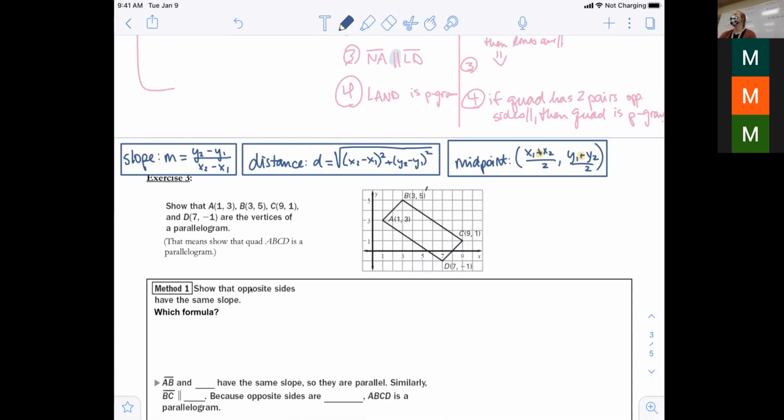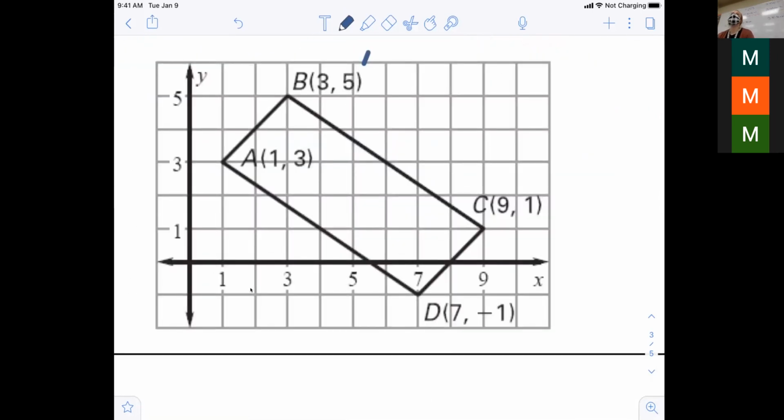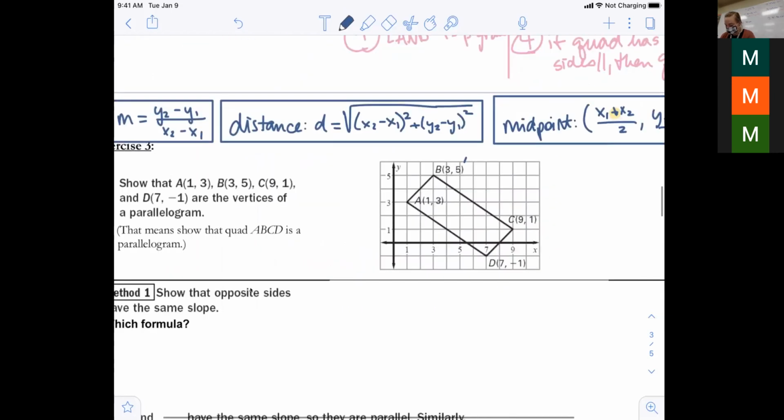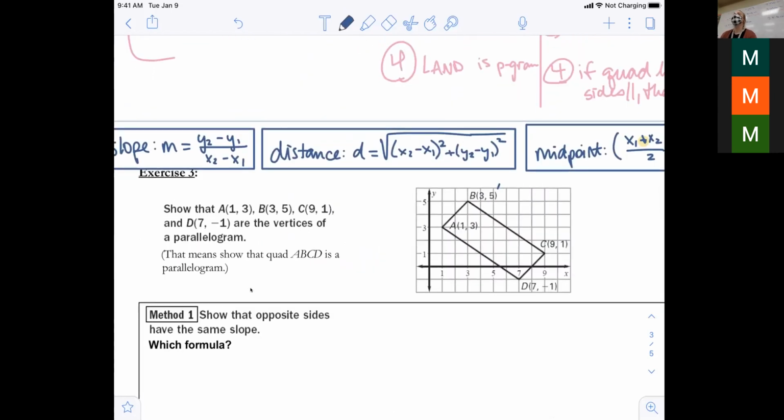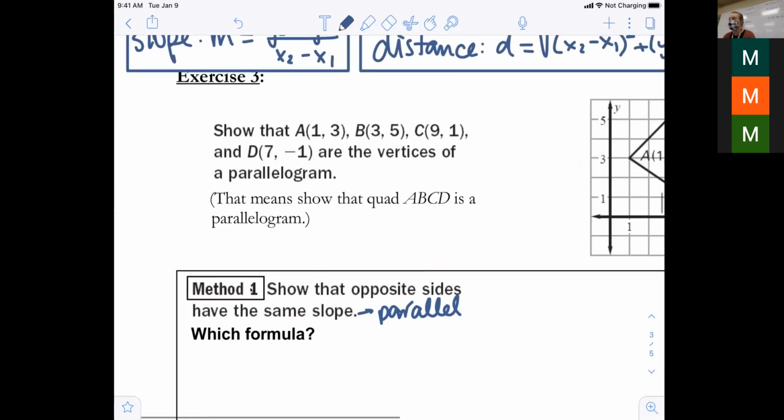So I have one picture, A, B, C, D is a quadrilateral, and I want to prove that it is a parallelogram. So I'm going to do my 4 different methods. The first one tells me to show opposite sides have the same slope. Remember that if they have the same slope, that means they're parallel. So I'm essentially proving that they are parallel.